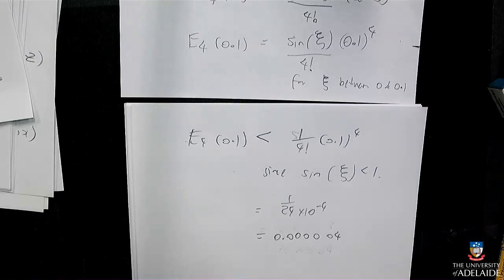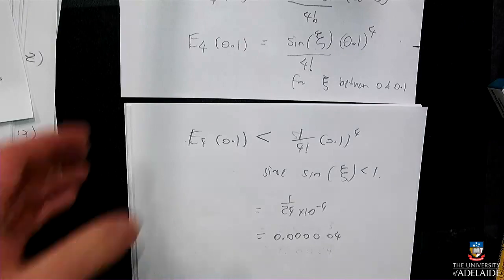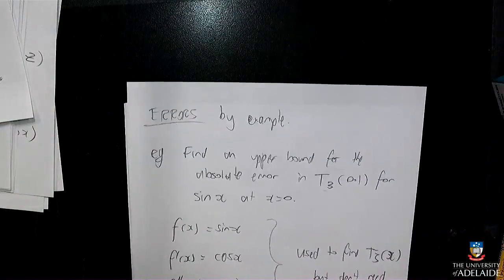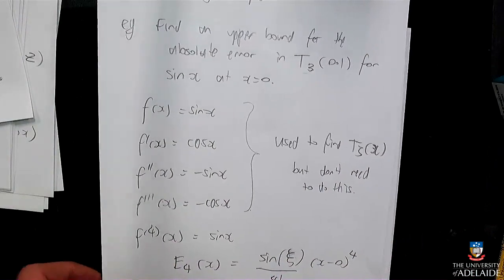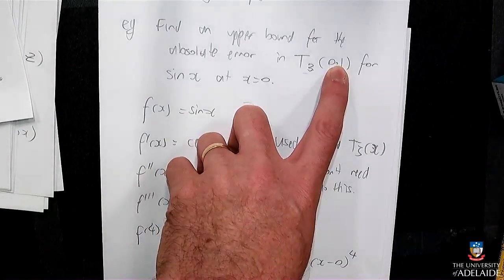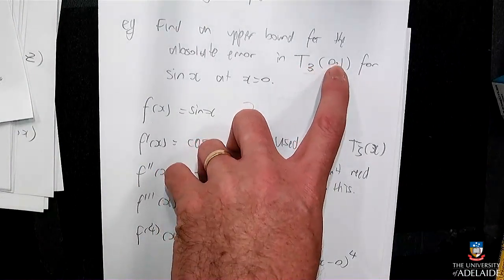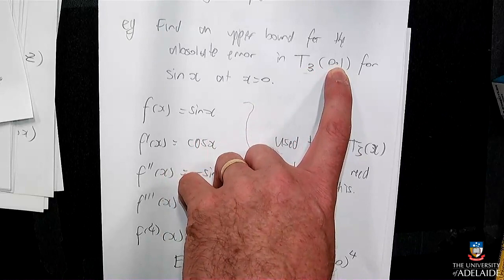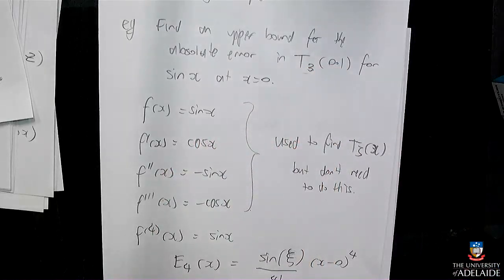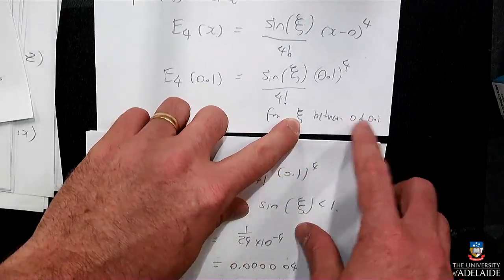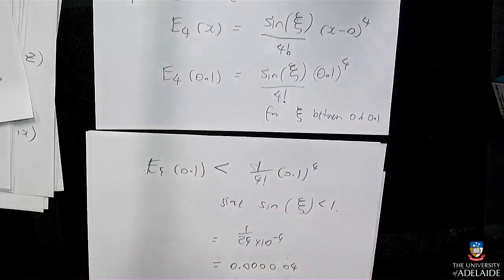How did you know you needed sine of 0.1 and not sine of 0 or sine of 0.03? What do you mean 0.1? How did you know you were doing sine of 0.1? So it's T3 of 0.1. That's the x I'm thinking of there. So psi can be anywhere between 0 and that, right? Oh, the letter psi. Yes, the letter psi could be anywhere between 0 and 0.1. And I just knew that sine was always less than 1, no matter what.